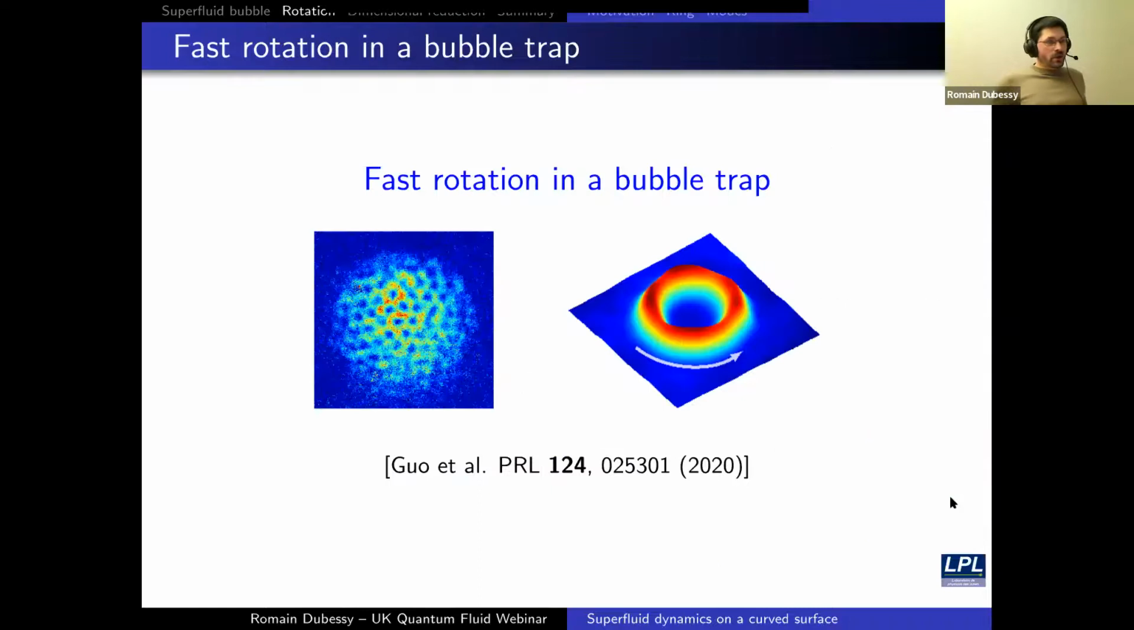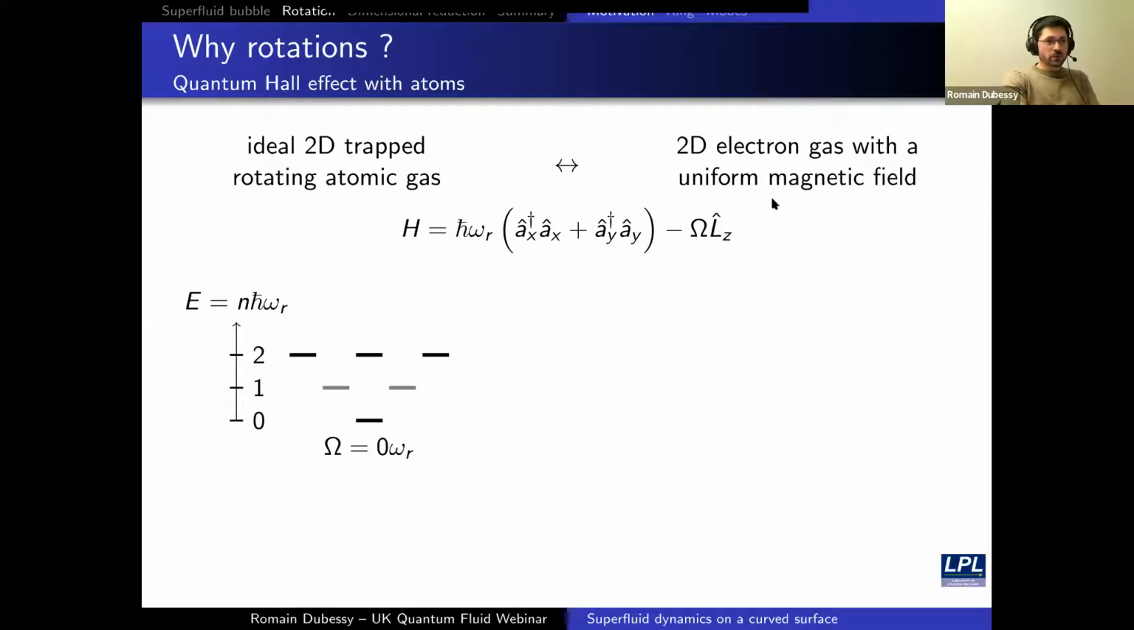So now I would like to discuss how we make this particular trap rotate and how we achieve fast rotation. So first, why do we want to do fast rotation? It's mainly because there is a formal analogy between the Hamiltonian of an ideal two-dimensional rotating atomic gas and the Hamiltonian of a 2D electron gas in a uniform magnetic field. This is interesting because we know that this is related to quantum Hall physics, and we have the hope to be able to simulate the quantum Hall effect with atoms.